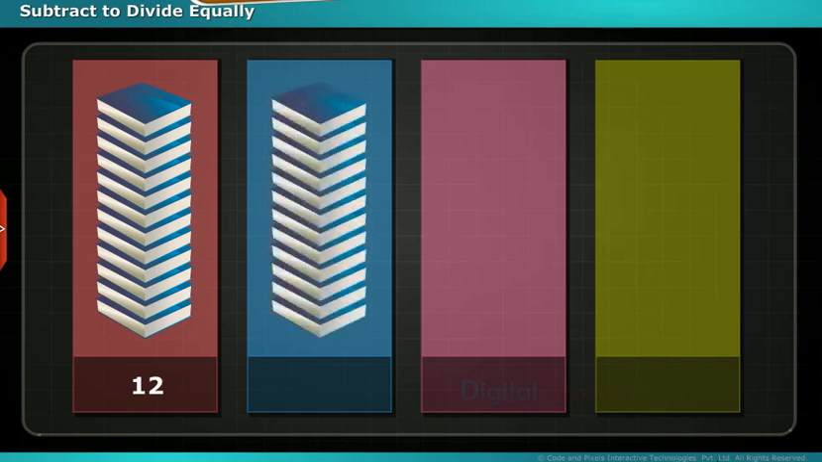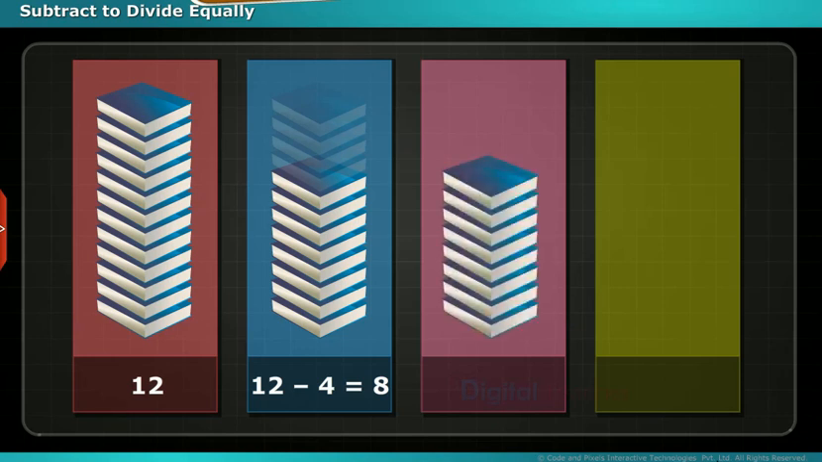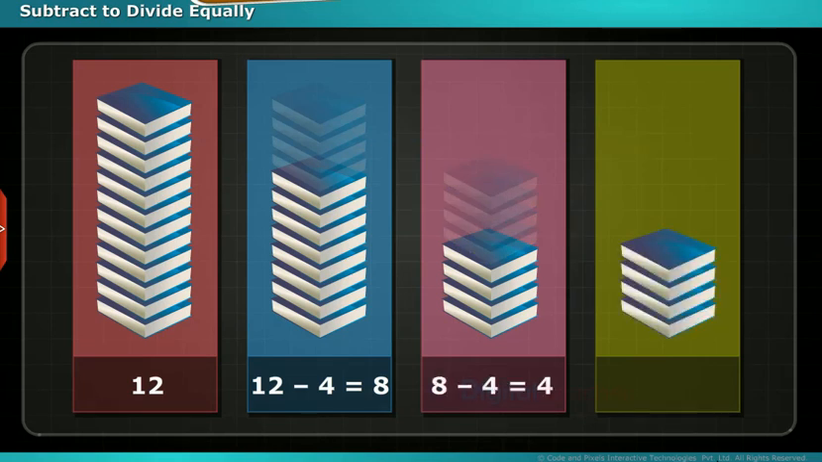First, we will distribute 4 books. We will be left with 8 books. Second time, we distribute again 4 books and now we are left with 4 books. For the third time, we distribute the remaining books and this time we are left with 0 books.